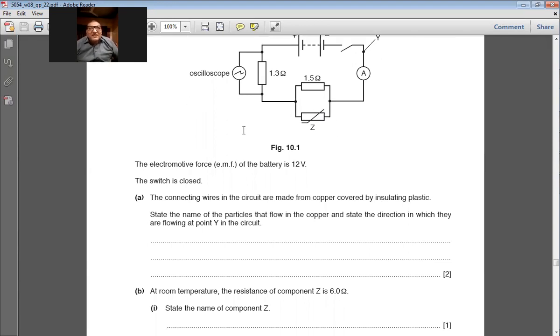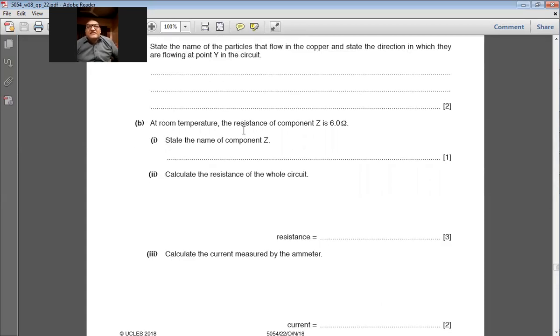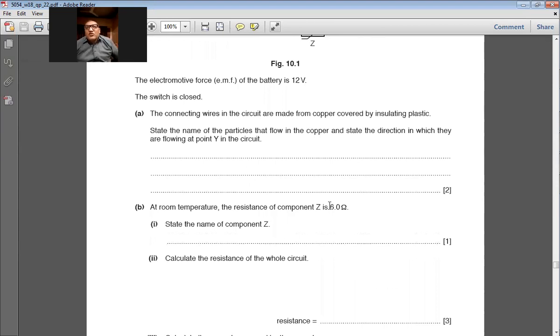Right? So the question is, what's the name of the component Z? That's thermistor. He says, calculate the resistance of the whole circuit. So the resistance of thermistor is 6 ohm. Gave you the 6 ohm.